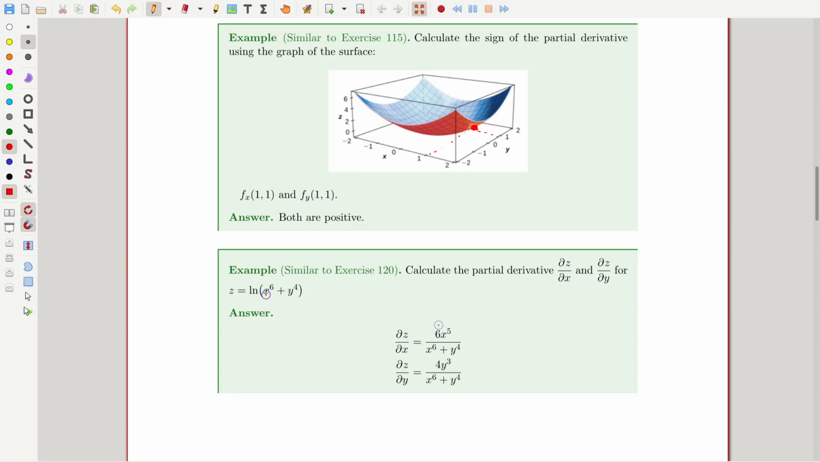The derivative of a constant is 0, so we can ignore that part, and we only have this to consider. When we take the derivative with respect to y, we get 4y cubed because of the power rule. And so that's how we get these two answers.